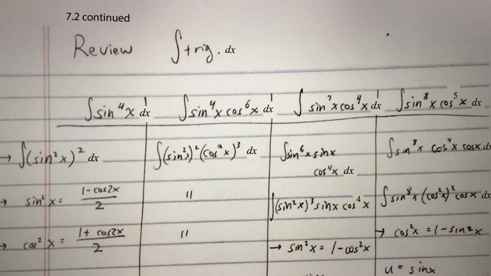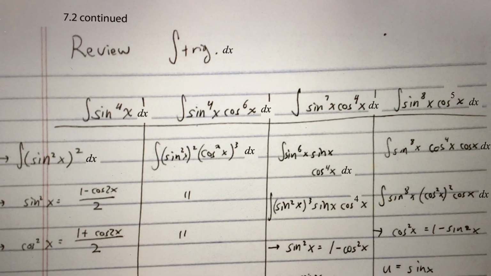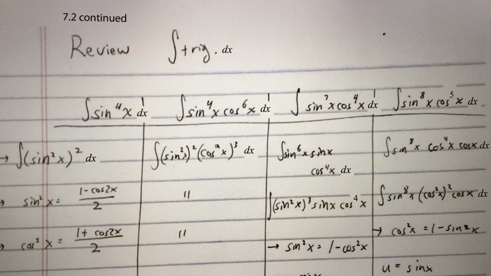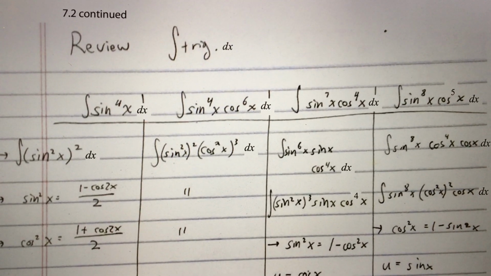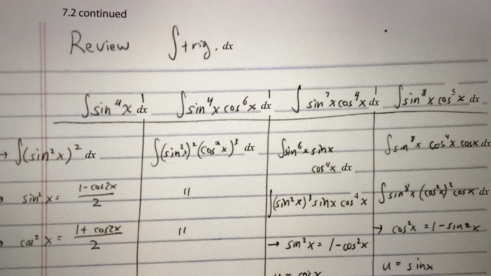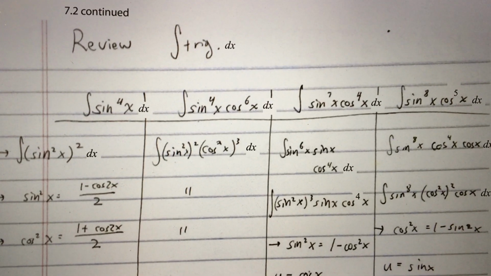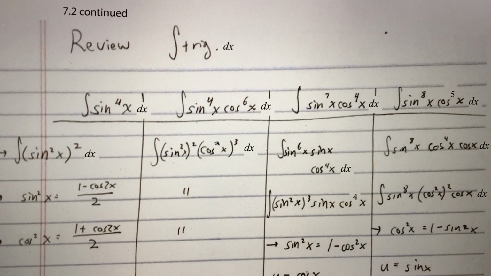In the second example, same thing, and then I had cosine to the 6. I made that cosine squared all cubed. I'll replace cosine squared with 1 plus cosine 2x over 2. After that, it's a calc 1 problem, but it's tedious.